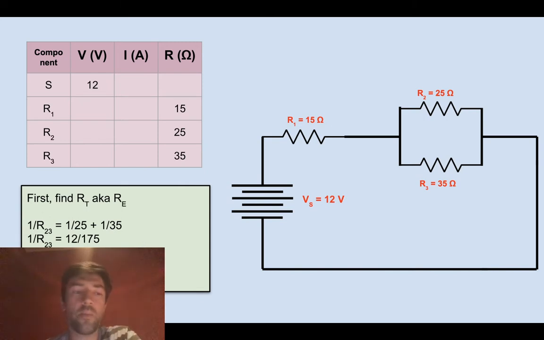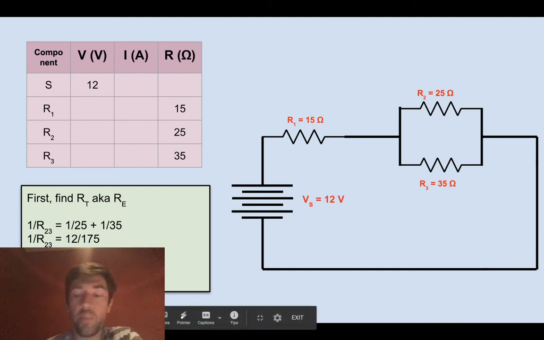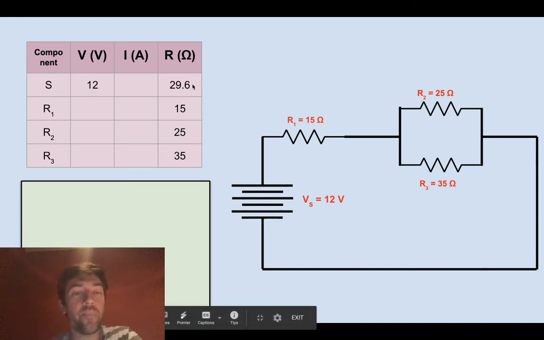and then let's turn it into a decimal, because who wants to work with these annoying fractions? So the equivalent resistance of these 2 parallel branches is 14.6 ohms. Now these 2 are in series with this one over here, and in series you just add the resistances. So the total resistance of the circuit is 29.6 ohms, and I'm going to fill that into the table.